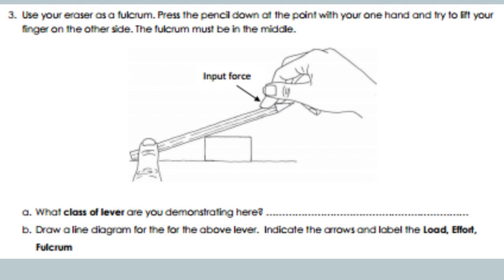3. Use your eraser as a fulcrum. Press the pencil down at the point with one hand and try to lift your finger on the other side. The fulcrum must be in the middle. A. What class of lever are you demonstrating here? B. Draw a line diagram for the above lever. Indicate the arrows and label the load, effort, fulcrum.